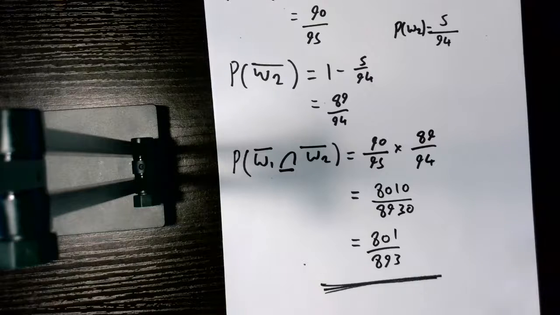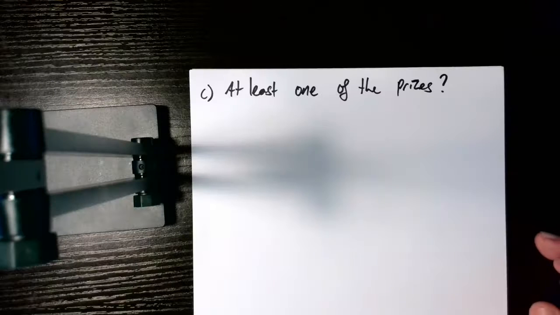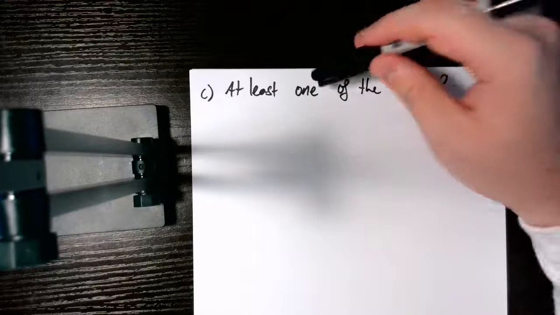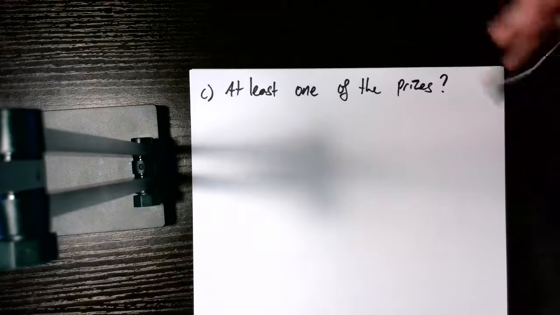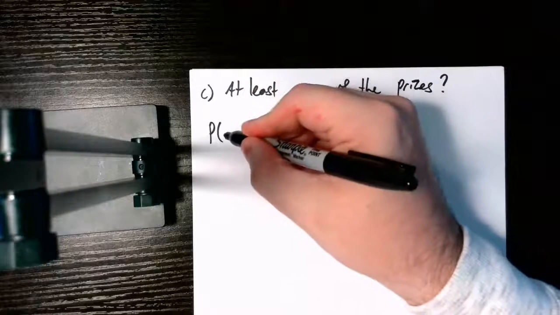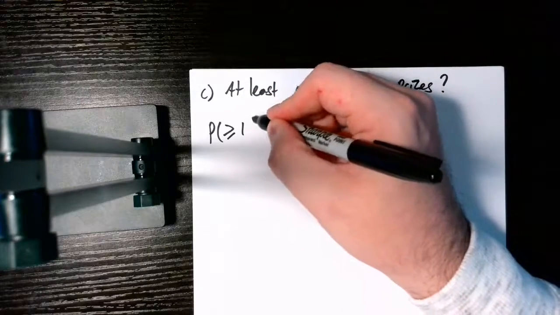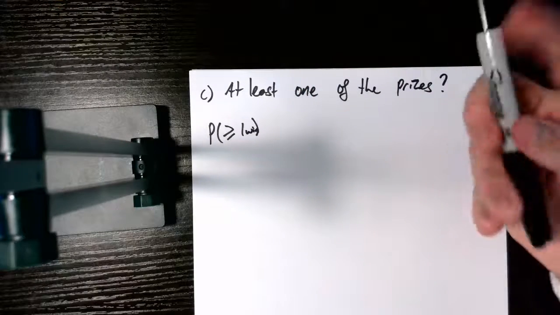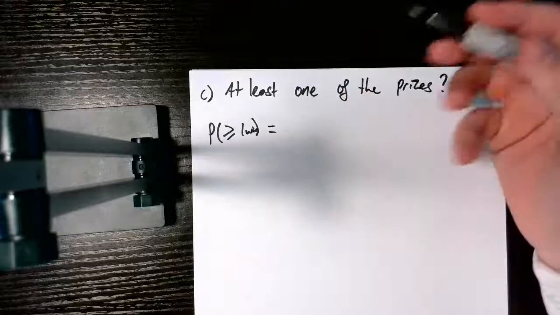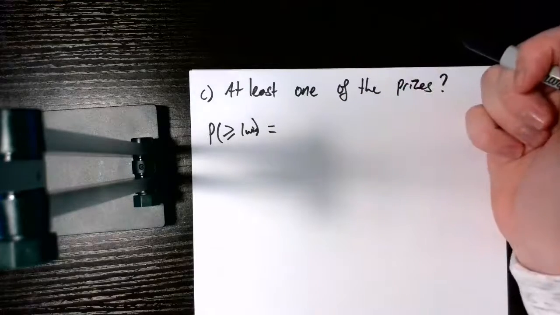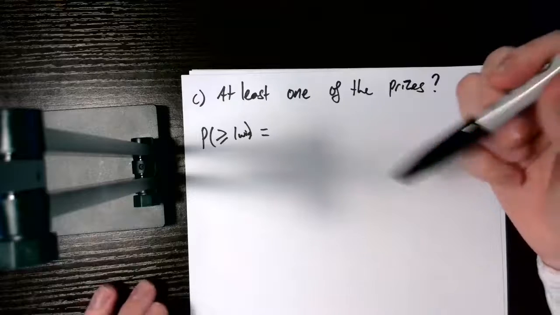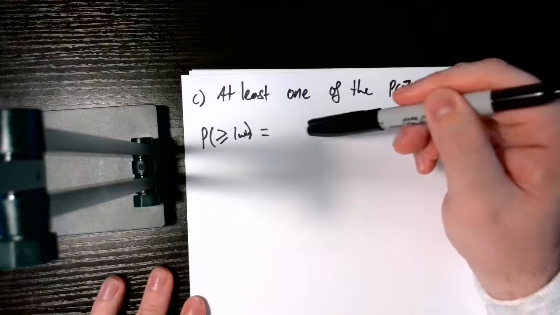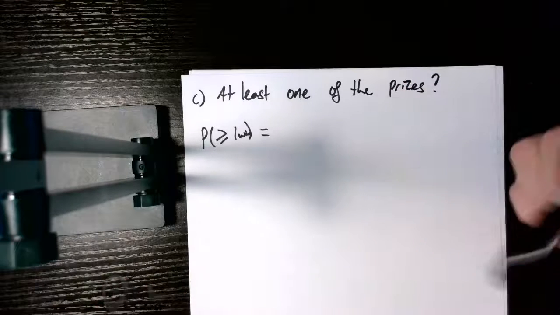Okay, so let's do part C. Now, part C is asking what's the probability that Maryam wins at least one of the prizes. I want you to think about this: the probability that she wins greater than or equal to one prize. This is the complement of her winning no prizes. Just think about this for a moment. The probability of at least one win is the same as not none wins.